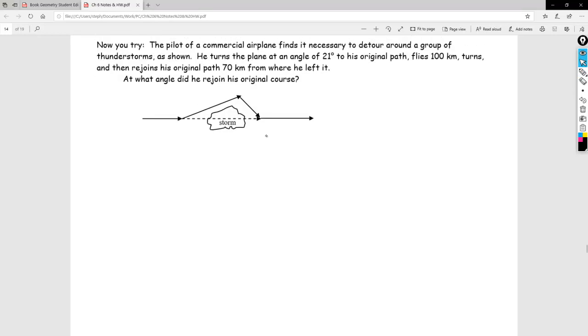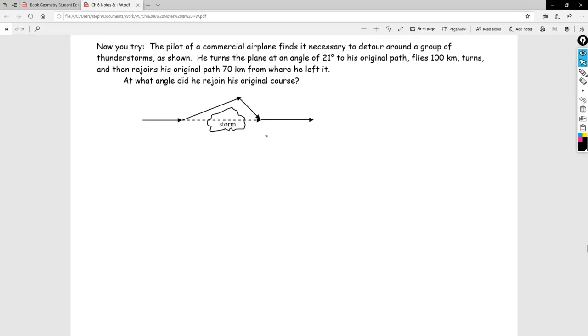Alright, now give this next one a shot, so go ahead and pause the video, see if you can work this out, and then if you get stuck, you can see what I did. Okay, so the idea is we have an angle here, 21 degrees. Okay, we flew 100 miles. We end up 70 miles afterwards, being back on course. Okay, and then I have some theta here that I'm solving for.